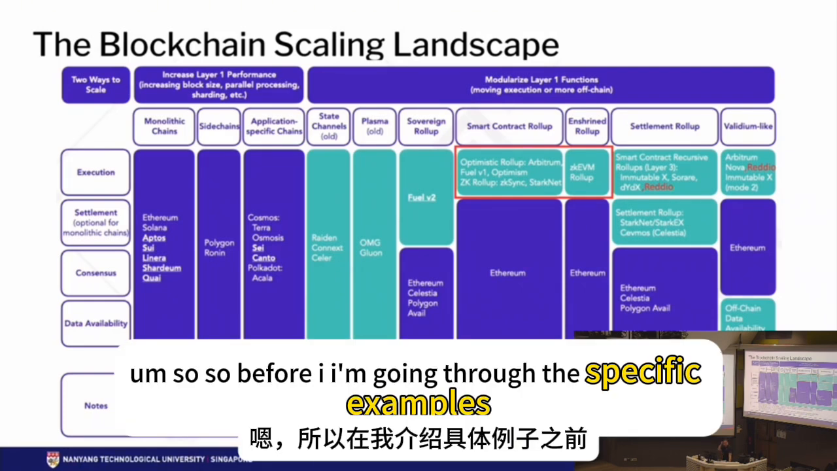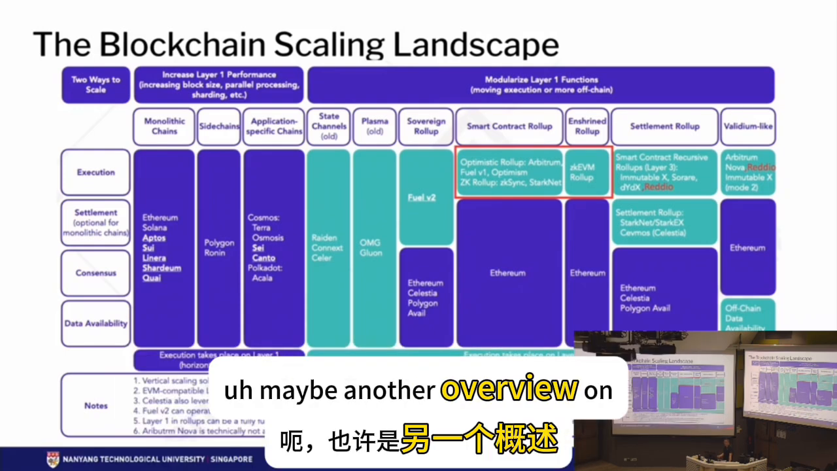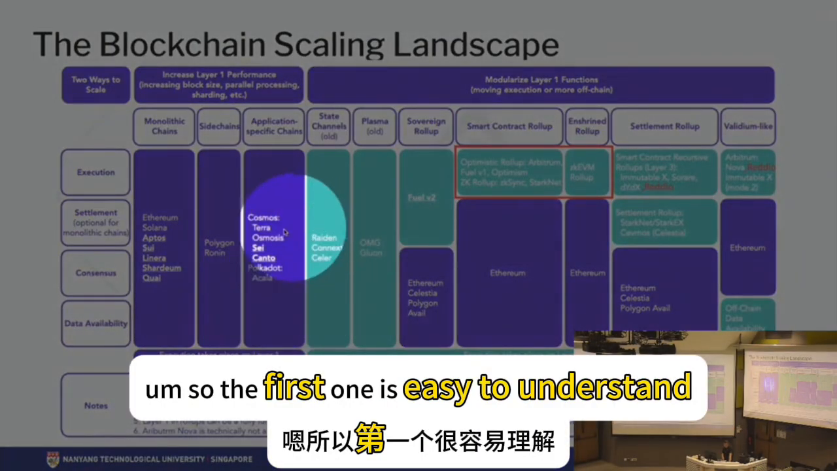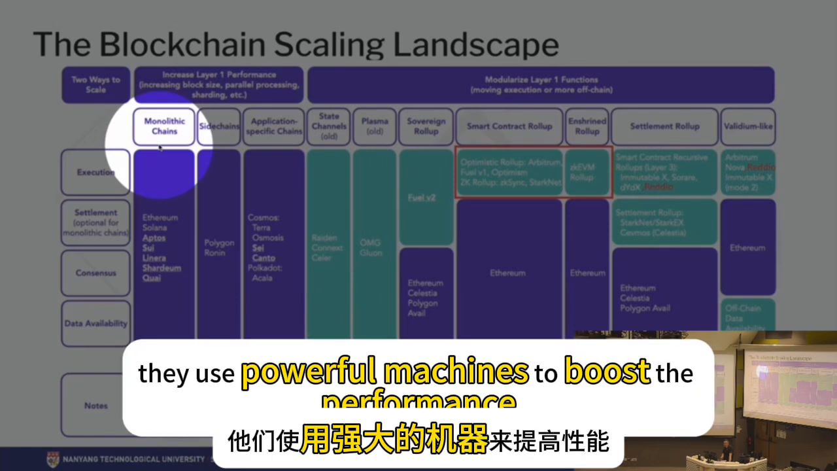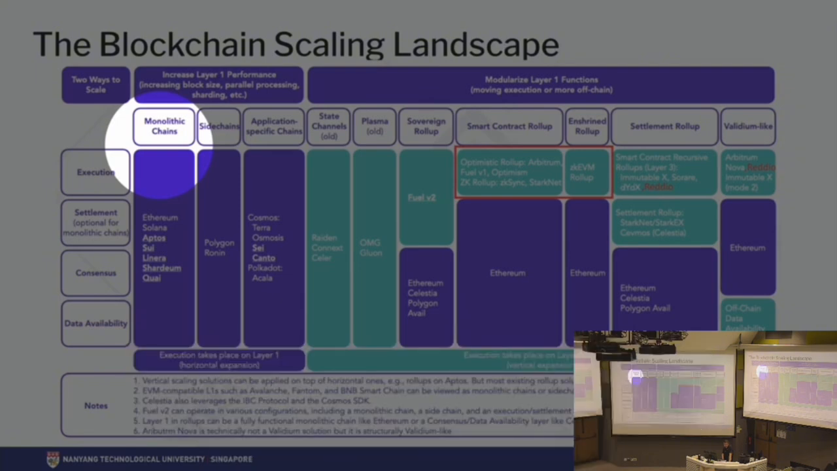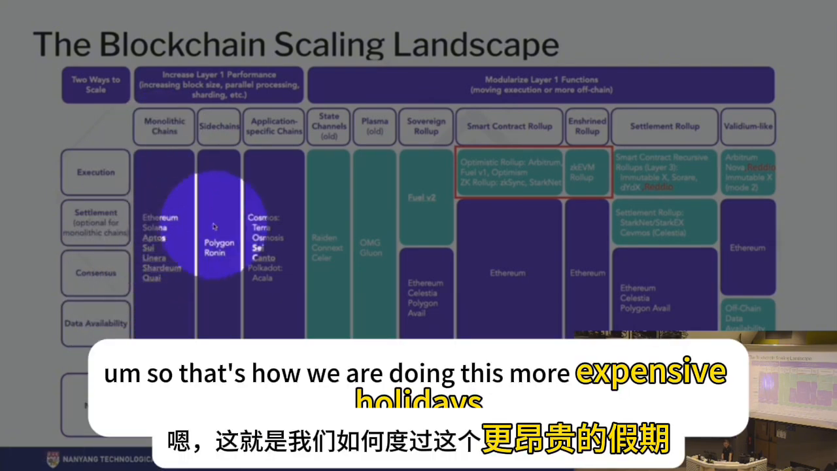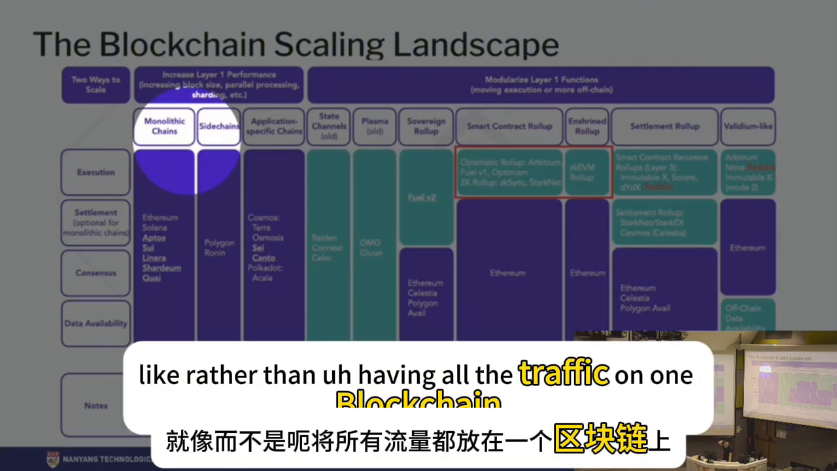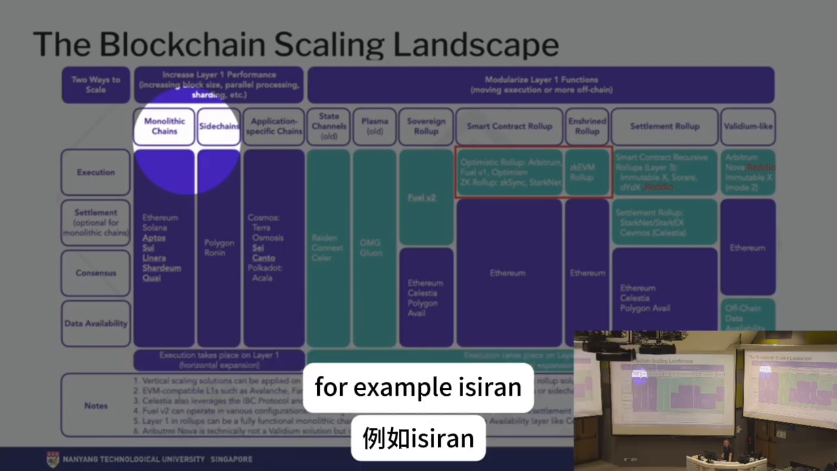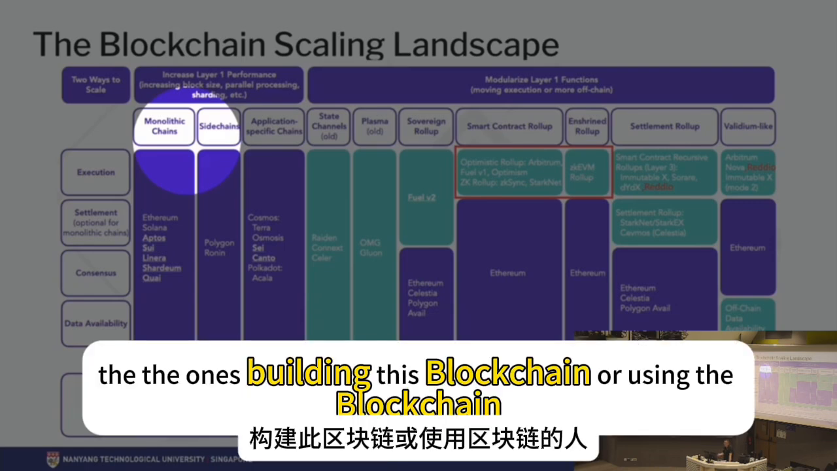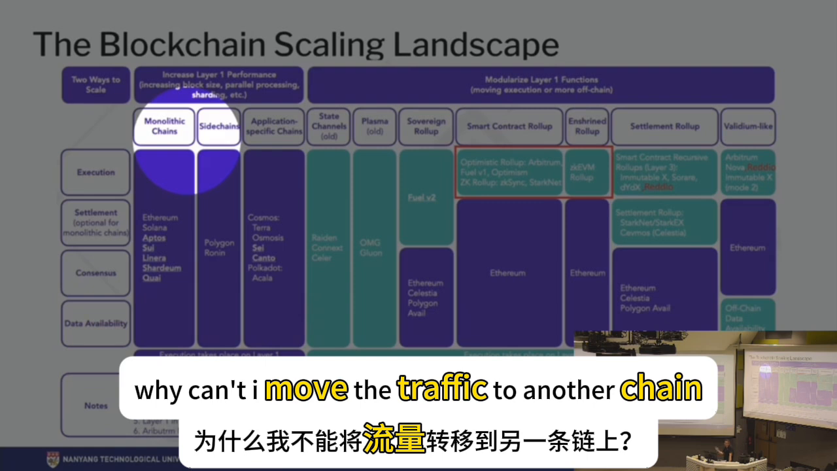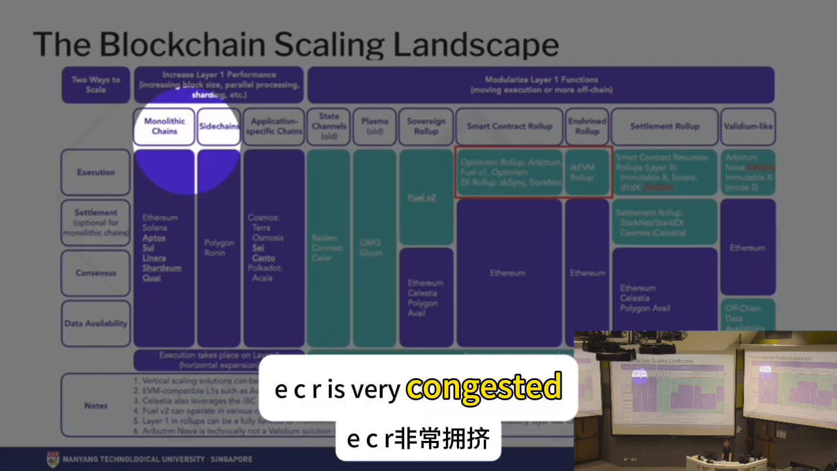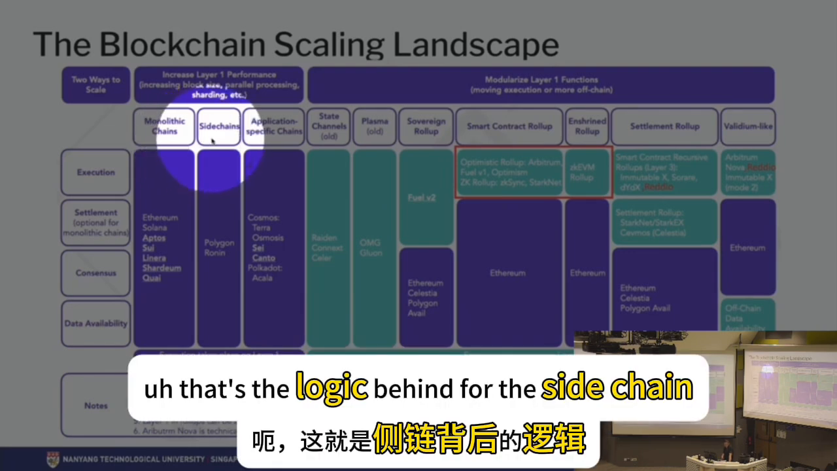So before I go through the specific examples, I want to give you another overview on why the scalability is like that on this chart itself. The first one is easy to understand. I already went through it, like Solana, for example, they use powerful machines to boost the performance. More expensive hardware. The sidechain is also easy to understand. Rather than having all the traffic on one blockchain, for example Ethereum, if I'm the one building or using the blockchain, why can't I move the traffic to another chain? Imagine it's in parallel, there's Ethereum 1 and Ethereum 2. Ethereum is very congested. Why can't I move the transactions to Ethereum 2? That's the logic behind the sidechain.